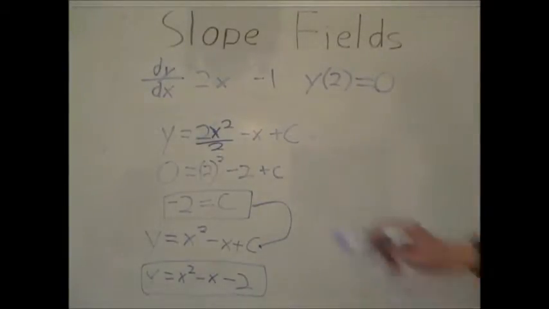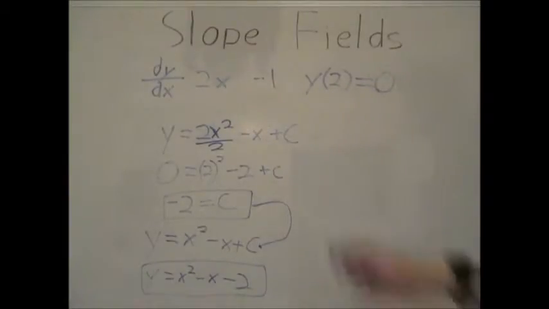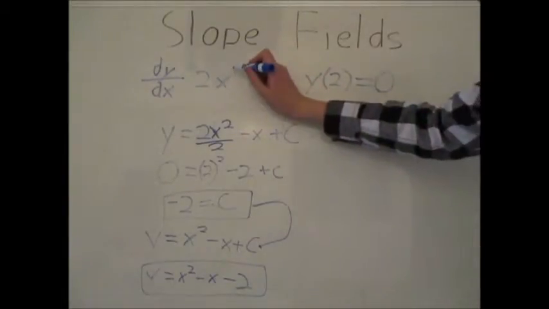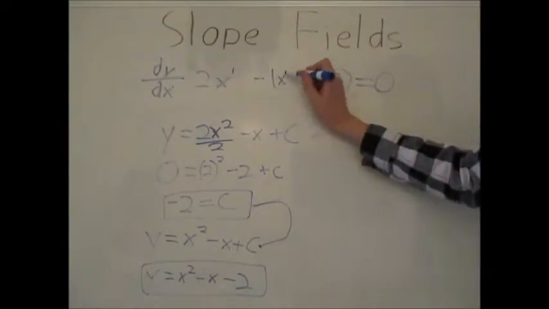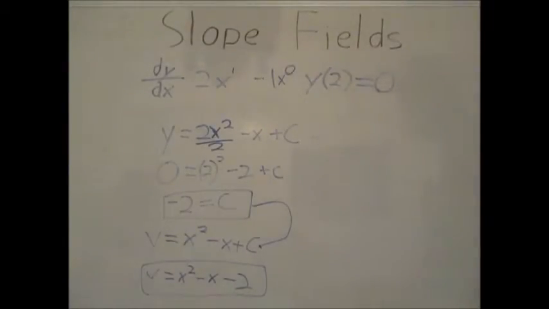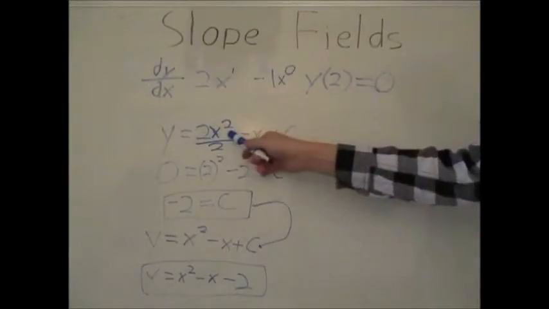So what we do is we look at this initial value problem. And what we want to do is antiderive it. To antiderive, you add 1 to every single exponent of x. This x is actually x to the 1. And this 1 is actually 1 x to the 0, because anything to the 0 power is 1. So when we add 1 to this, it becomes 2x squared.